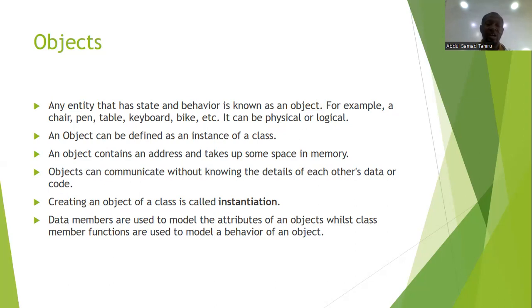So an object can be defined as an instance of a class. We create objects using the class because classes are blueprints for making objects. An object contains an address and takes up some memory space. As I indicated to you earlier, classes do not take space in memory. They are not allocated memory space, but rather the objects are allocated memory. During the creation of an object from a class, the CPU will allocate memory to store the object. Now, the process of creating an object is called instantiation.